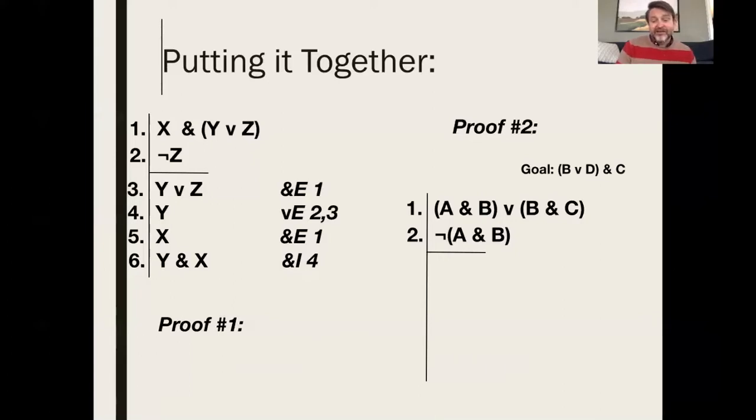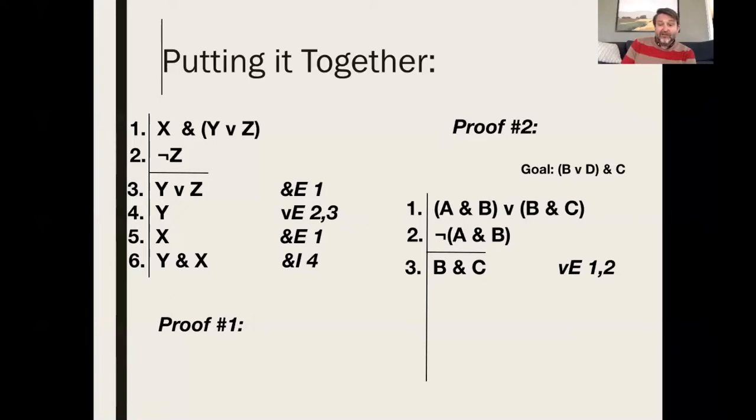All right, so let's turn to our second proof. So here again, our goal was B or D and C. And we're presented with these two complex sentences. So the first premise is A and B or B and C. And the second premise is it's not the case that A and B. And so we want to derive B or D and C. So how do we get this?